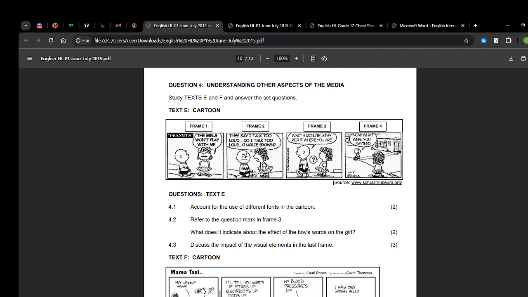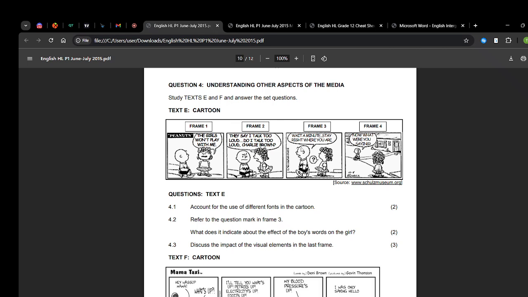Okay guys, so then let's start. Cartoons. So cartoons mostly place emphasis on font size, on whether it's in bold, on the size of the bubbles to show if they're shouting or they're whispering. Like I said, most exam papers these days are in black and white, so you can't really focus on color and stuff like that.